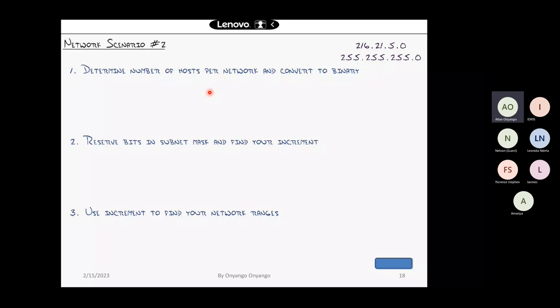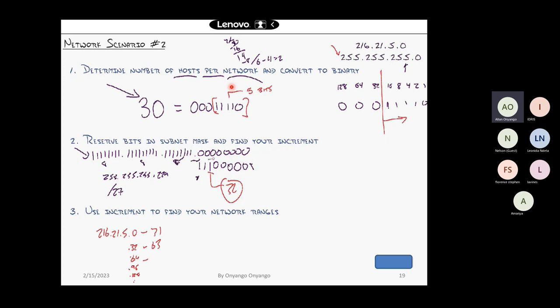Is it six? 30 is between 32 and 16. So we can't take 16. So we take 32. Oh. So it should be which number? Guys, six. 30. Is that correct? You know, 30 is between 16 and 32. It should be 5, yes, because 30 is between 16 and 32. 16 is less, so we take 32, which is 2 to the power 5. So for 30 hosts, we need 5 bits.